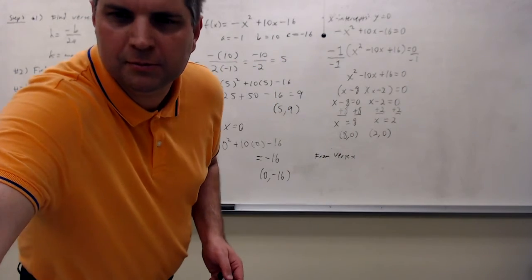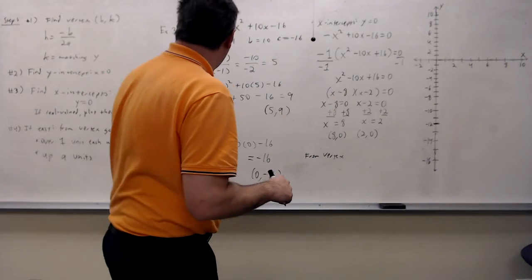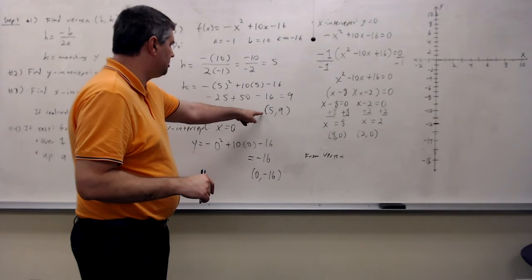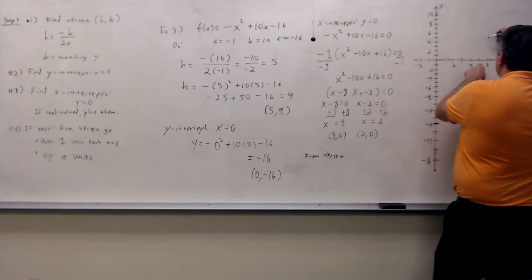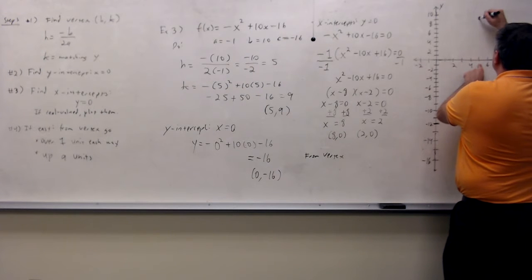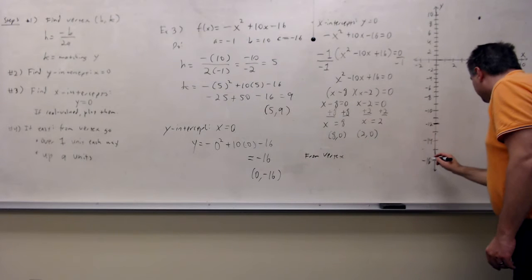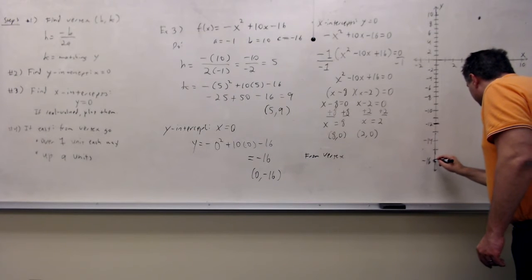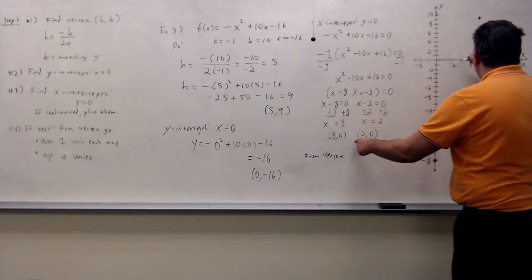All right, I have built a grid, and I'm going to use it to sketch the graph of this function. So the vertex is (5, 9): x equals 5, y equals 9. The y-intercept is (0, -16). And the x-intercepts are (8, 0) and (2, 0).